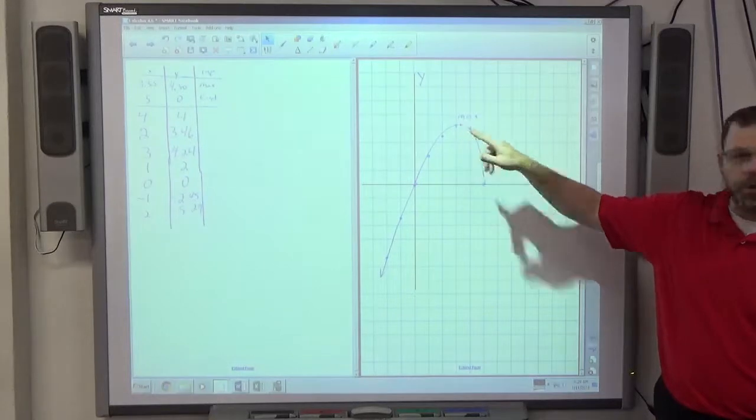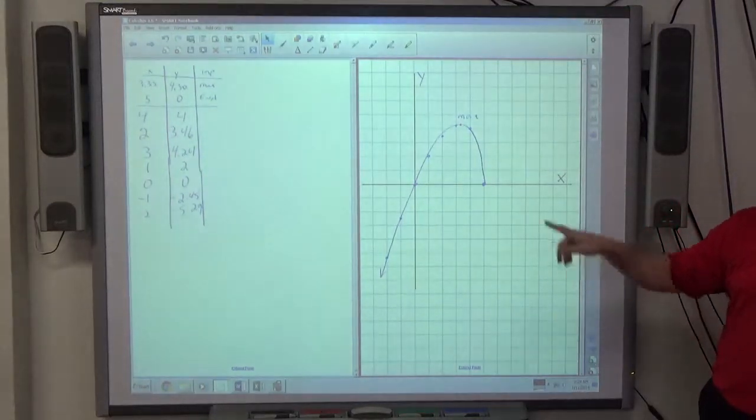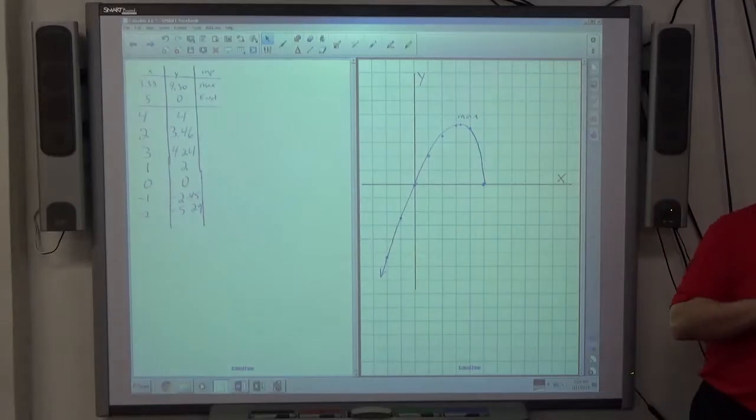Identifying important points on the graph. You don't have to write endpoint, I can see that. Max, min, inflection point, endpoint.